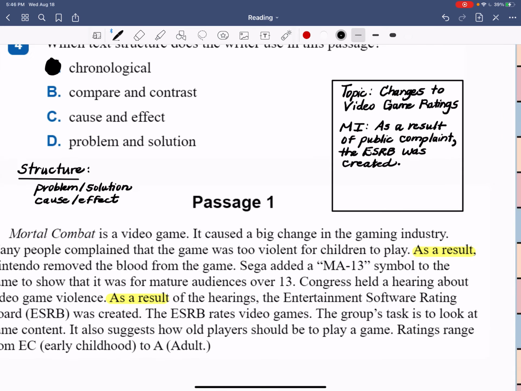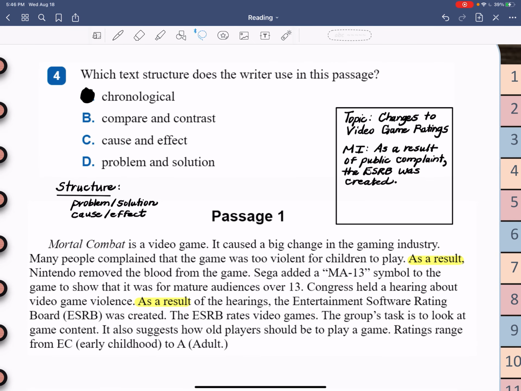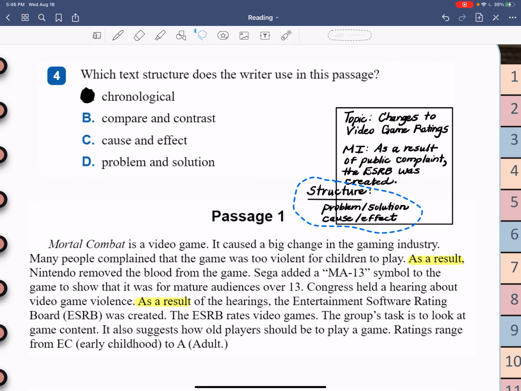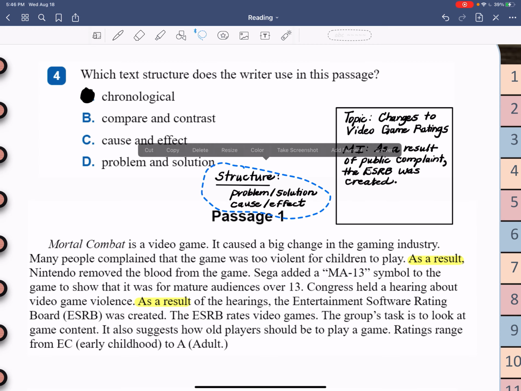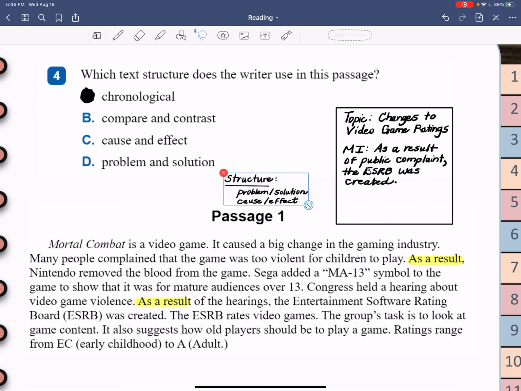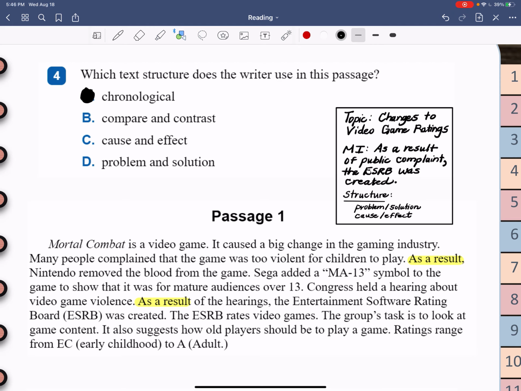And I'll tell you what, I think I'm going to start putting my structure, if I can, into this space. And that will help me remember that I need to do it. I'm used to topic and main idea, but let's just put that one in there too. So we have topic, main idea, and structure. So that was passage 1.